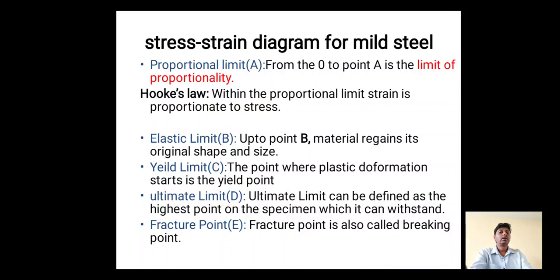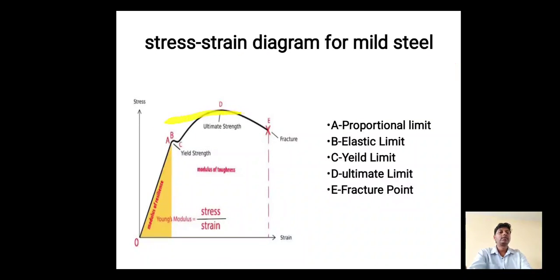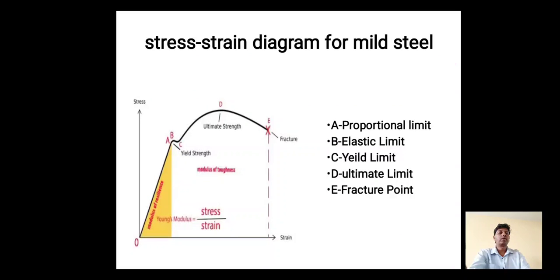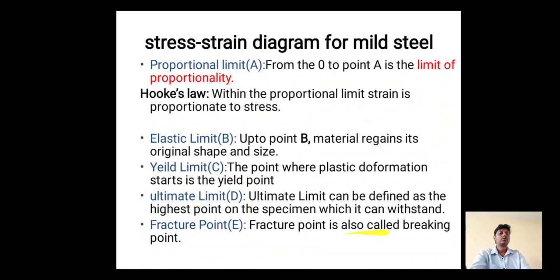Then the ultimate limit. The ultimate limit can be defined as the highest point after which the material will fail. That is the maximum force the specimen can withstand. After that it can't withstand and it will break into pieces. That point is called the ultimate point. Then coming to the fracture point. What is the fracture point? It is the breaking point, called the fracture point because the specimen will break into pieces. So it will break into two pieces. It is nothing but the breaking point.